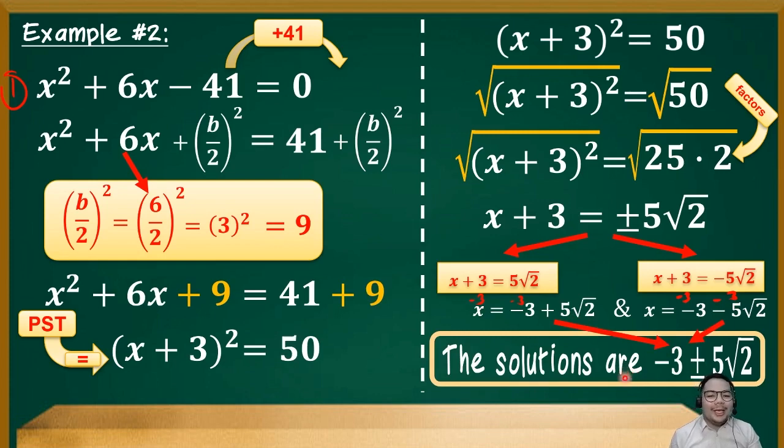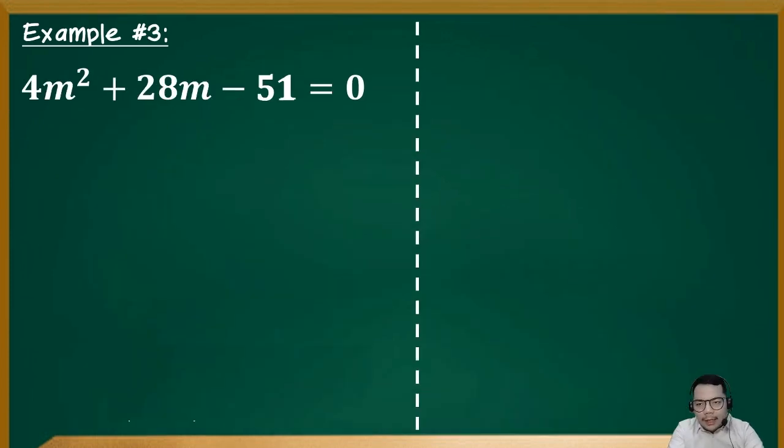So, this is another case of completing the square. And as you notice, the answer is not a whole number. That means this cannot be factored, unlike the first example. And obviously, it's not easy for us to solve this equation using the square root property. So we have to use completing the square. Okay, let's proceed to the last example.